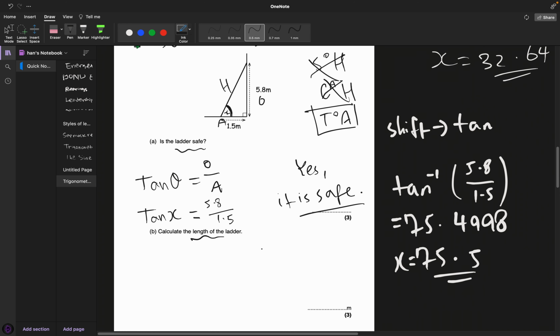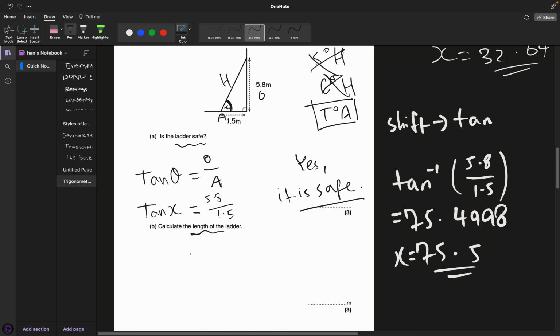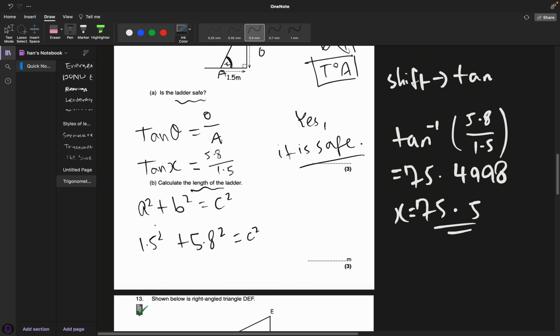Let's just use Pythagoras' theorem this time, just to practice that a bit. So Pythagoras' theorem is a squared plus b squared is equal to c squared. So 1.5 squared plus 5.8 squared is going to equal c squared. By the way, the order of a and b doesn't really matter because you're just adding anyways. So we're going to do 1.5 squared on our calculator plus 5.8 squared on our calculator. That's going to give us 35.89 is equal to c squared.